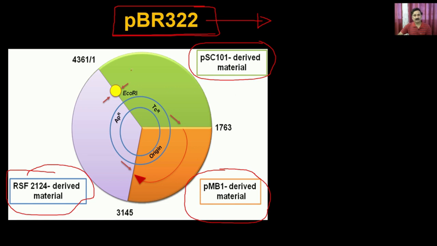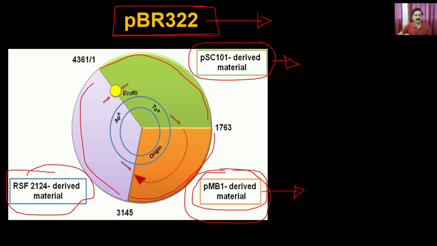They have taken this region from pSC101, which is a naturally occurring plasmid in a bacterial species. Then they have taken the origin of replication from pMB1-derived material, so the origin of replication from this particular plasmid, which is also a natural plasmid. And then they have taken the ampicillin resistance gene from RSF2124, which is also a naturally occurring plasmid.